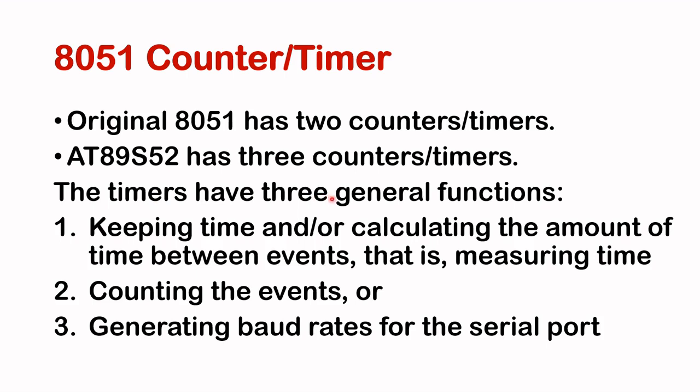The timers have three general functions: keeping the time and or calculating the amount of time between events. That's basically measuring time. Then secondly, counting the events. We would not be looking at the counting part here, the counters. We'll be focusing mainly on the timers. And thirdly, but not least, these timers are used to generate baud rates for the serial port. And this would be the topic of my next video.